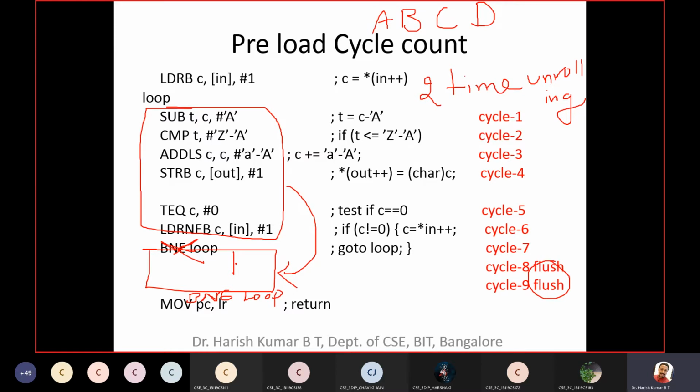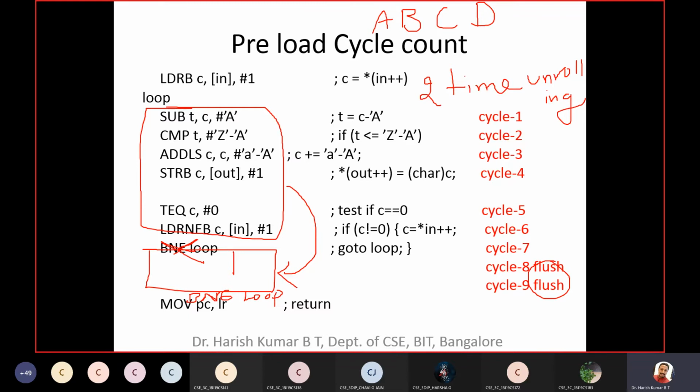Now you can ask me a question: what is the maximum number of times it is possible to unroll? What is the maximum unroll that is possible? Is it 2 times, 3 times, 4 times, 6 times, or is it unlimited? No, you cannot have unlimited unrolling. Unlimited unrolling is not at all possible. Why is it not possible?